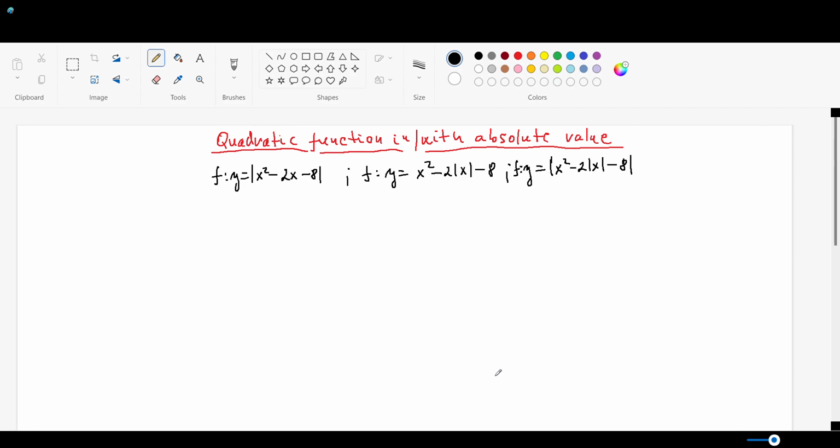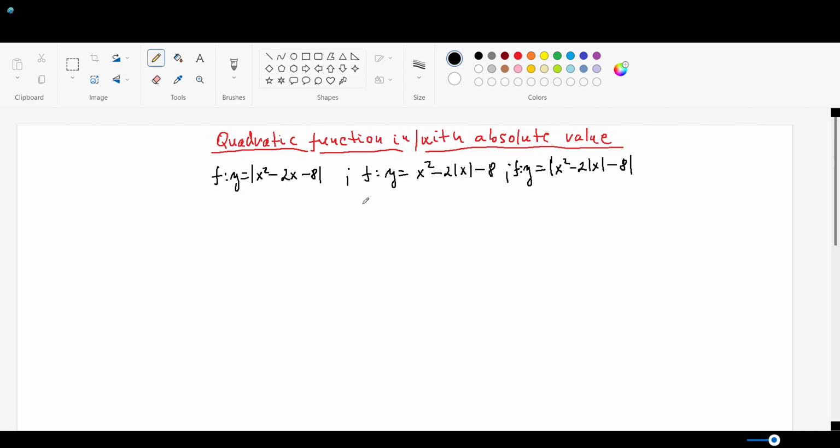In today's video I'm gonna explain to you again how to sketch the quadratic function in absolute value, or with absolute value when it's placed on the linear term. So we will be trying to sketch the graph of the function which is defined by this equation: y equals absolute value of x squared minus 2x minus 8.